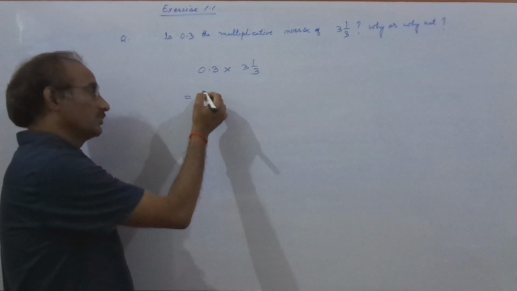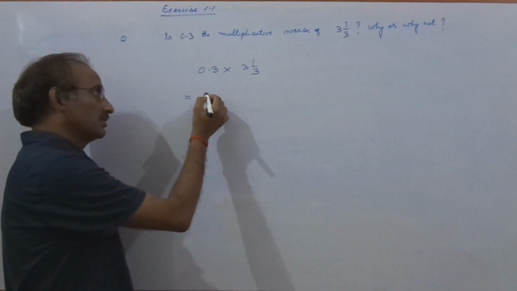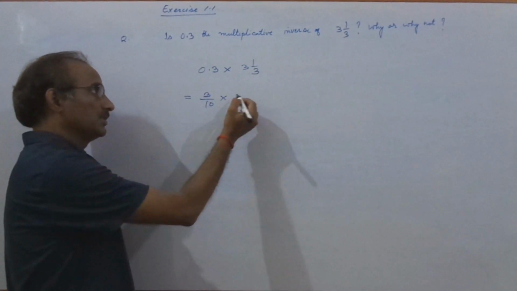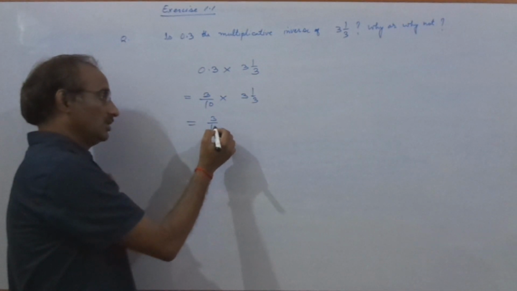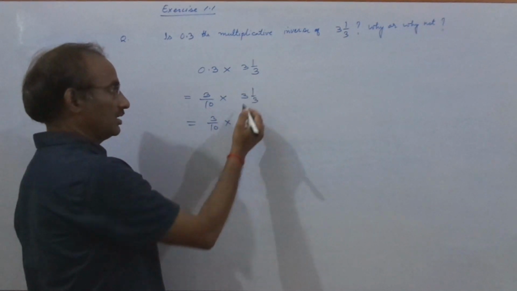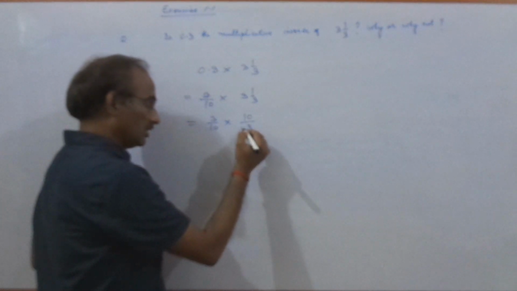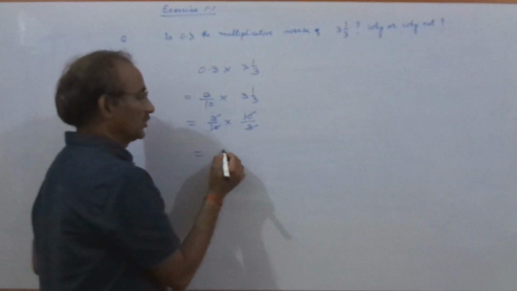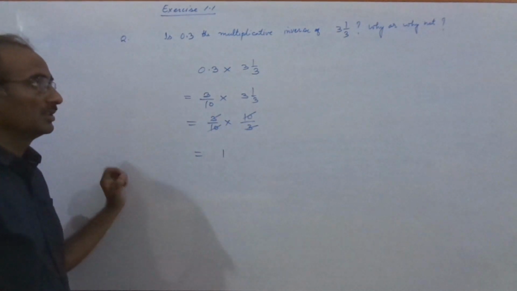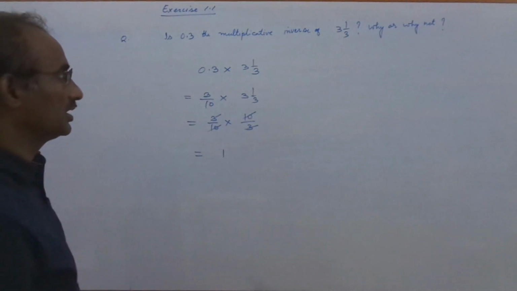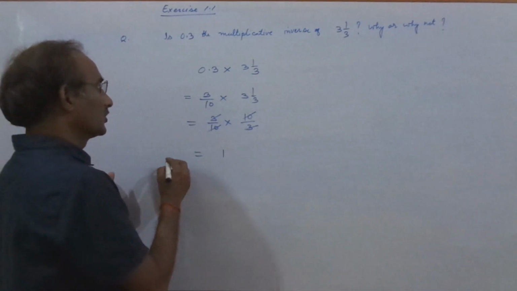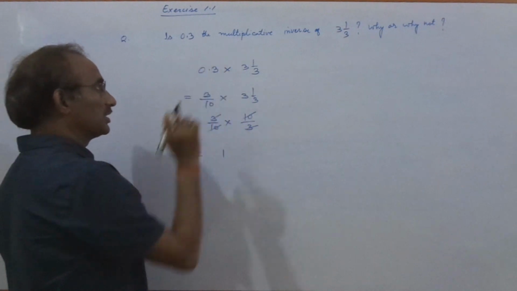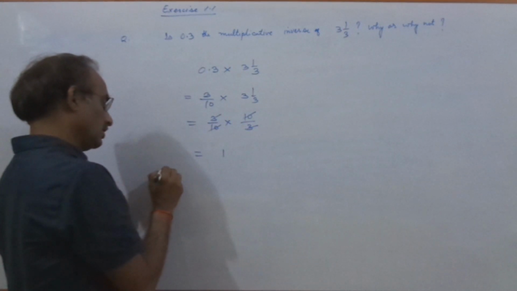So multiply first. 0.3 is written as 3 upon 10 multiplied with 3 whole 1 by 3. It is 3 upon 10 multiplied with 10 upon 3. 10 is cancelled with 10. 3 is cancelled with 3. So it is 1. Here the product of 0.3 and 3 whole 1 by 3 is equal to 1. Hence 0.3 is the multiplicative inverse of 3 whole 1 by 3.